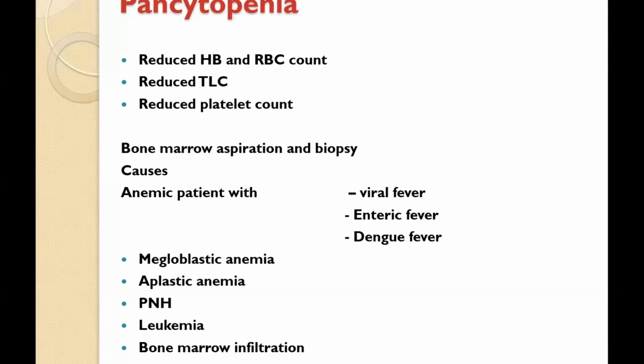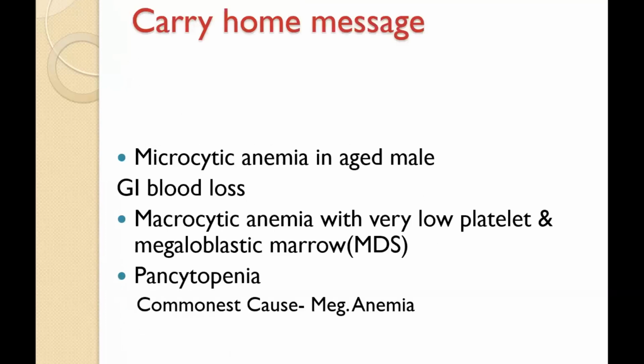We may observe pancytopenia in megaloblastic anemia, aplastic anemia, PNH, leukemia, bone marrow infiltration. These are the different possibilities in pancytopenia. Important is we have to understand certain things.